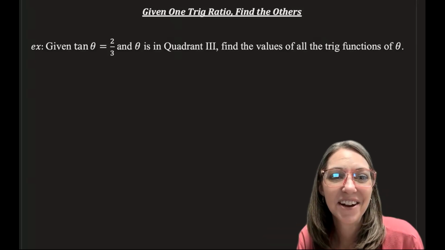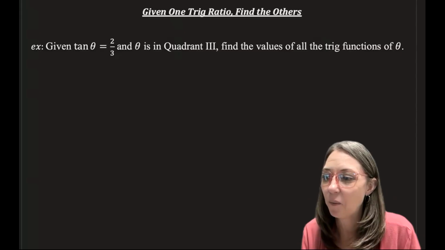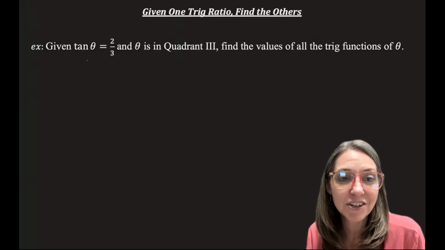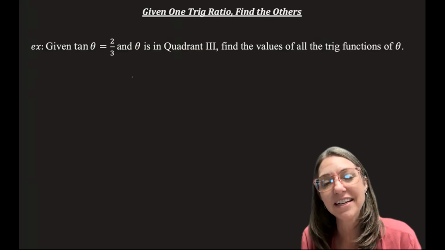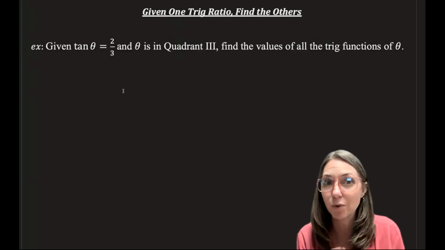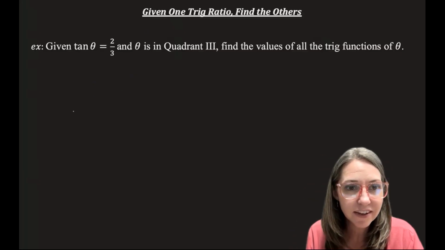Howdy! In this video, we're going to find trig ratios, 5 of them, given 1 of them. We are given in this problem that tangent of theta is equal to 2 over 3, and we are given what quadrant it is in, which is necessary because tangent is positive in both quadrants 1 and 3. But that tells us we're in quadrant 3, so if you like to draw a picture, you can.